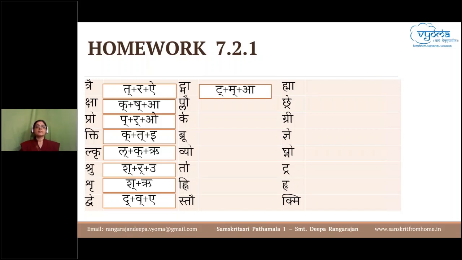The next one is Plau, which is Pakara, Lakara and Aukara. Correct. The next one is Kra, which is Arka, which is Rakara, Kakara and Akara. Rebha, Kakara and Akara. Bru, which is Bakara, Repha and Ukara. Very good. Vyo, which is Vakara, Yakara, Okara.